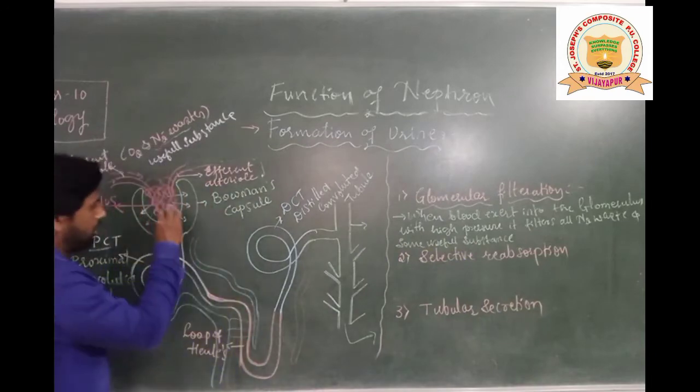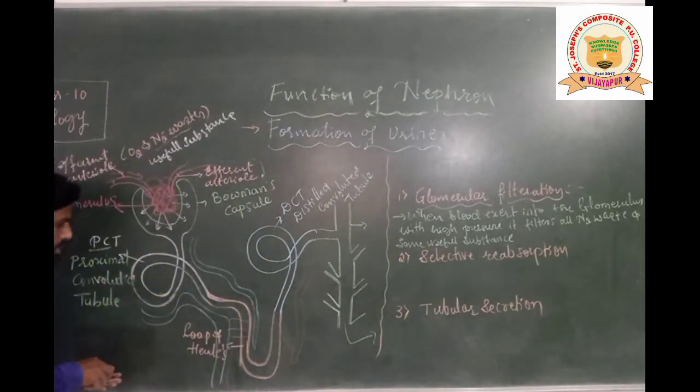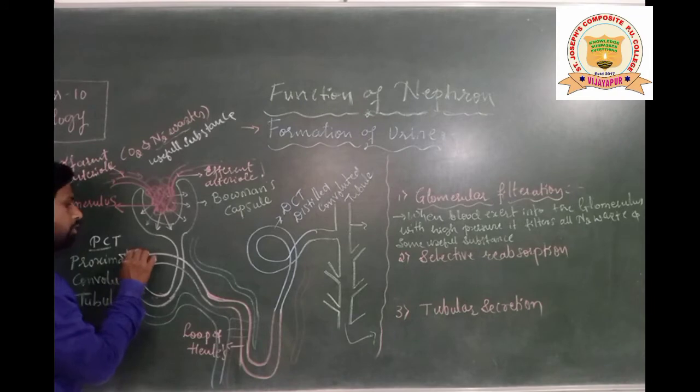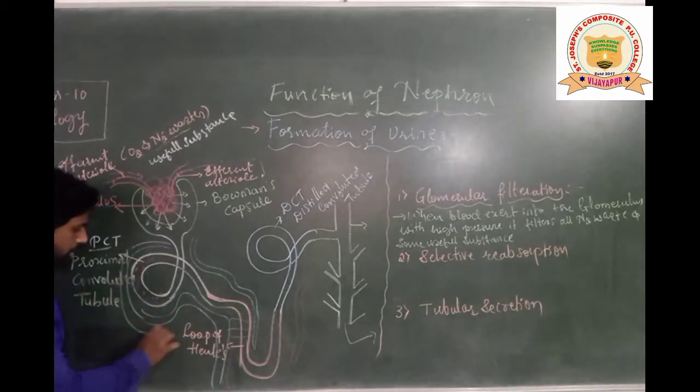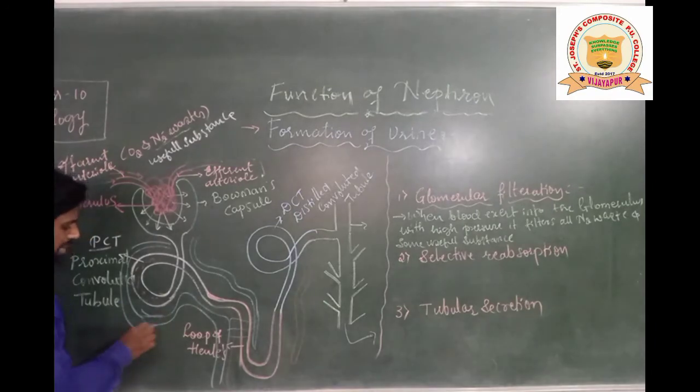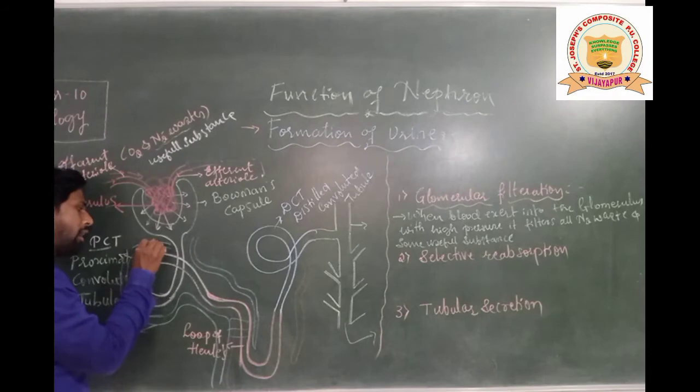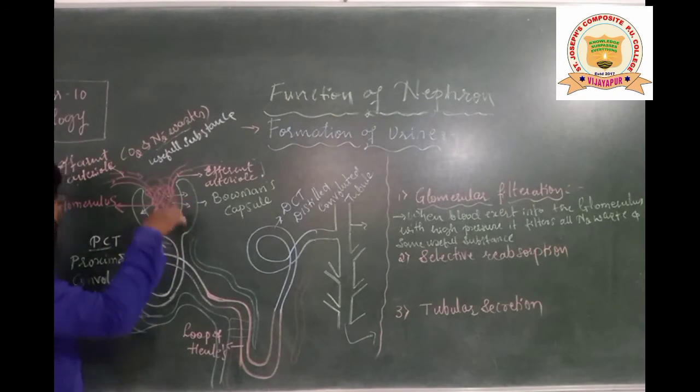When all the nitrogenous waste and useful substances have come into this PCT, around this PCT, as I said already, there are some blood vessels. The blood vessels which surround this PCT are where the PCT will give back all those useful substances which have been filtered by mistake.